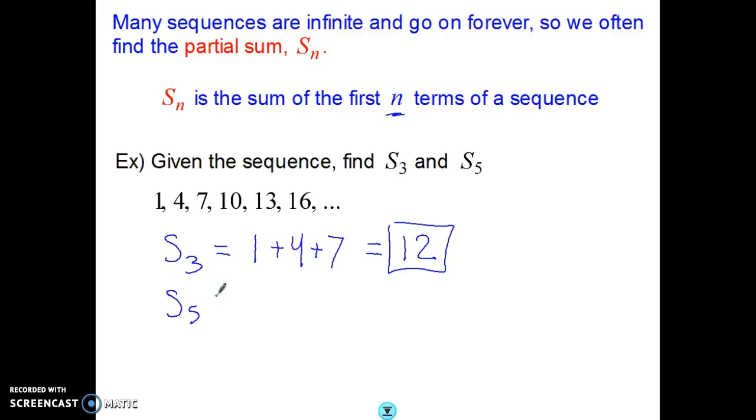We can also find S sub 5 like they asked. That would be 1 plus 4 plus 7 plus 10 plus 13, right? The first 5 terms. And we can do that math out relatively quickly too. We got 5, 12, 22, 35.